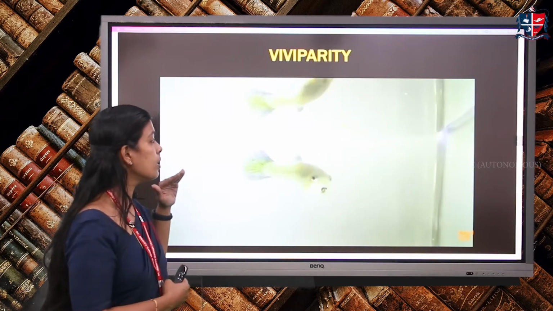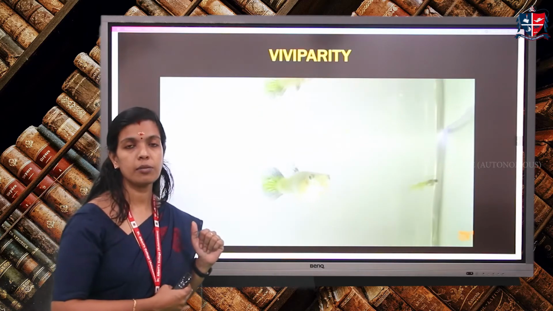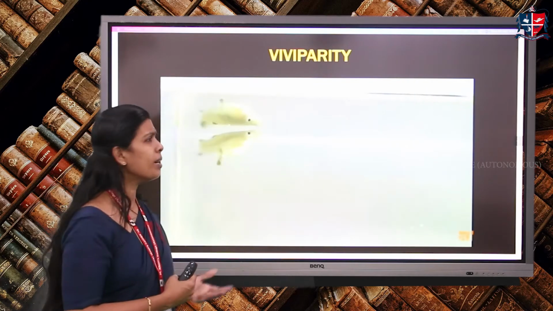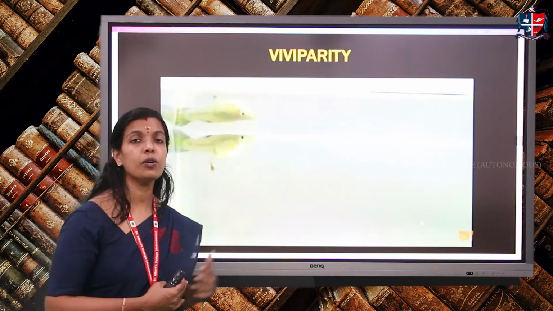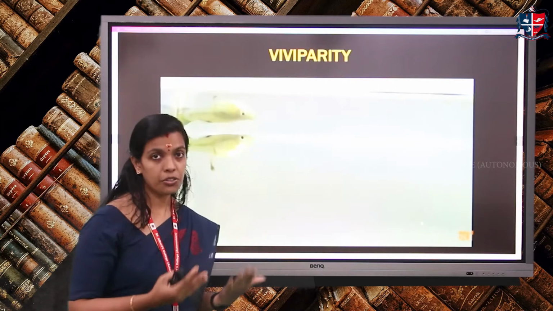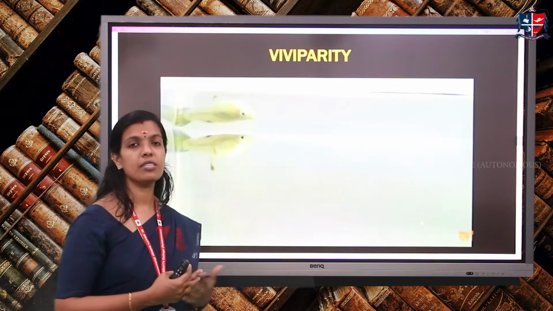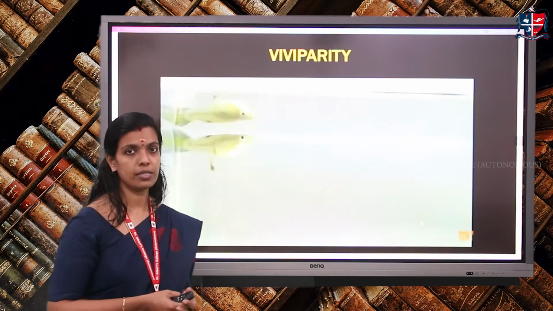This phenomenon is most commonly exhibited by fishes such as platies, guppies, mollies, etc. You might have seen this. At least some of you would be holding these fish in your aquarium, and you might have had a chance of seeing all these guppies, mollies, platies giving birth to young ones.